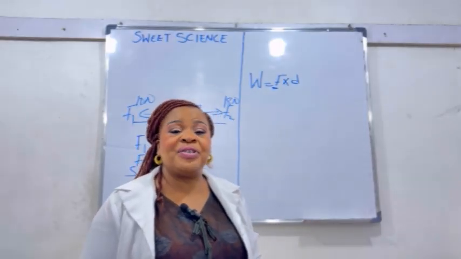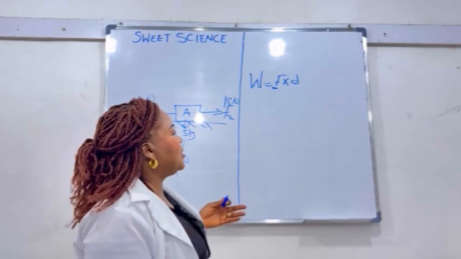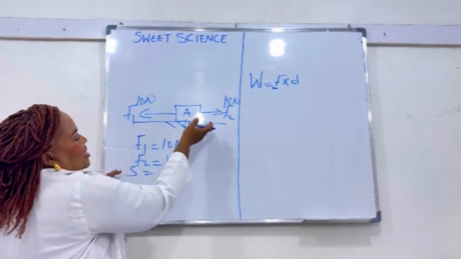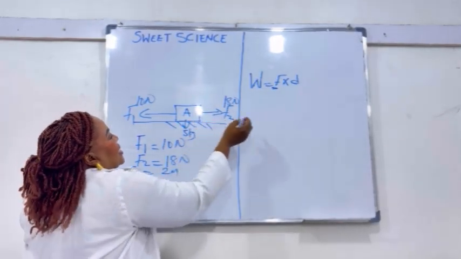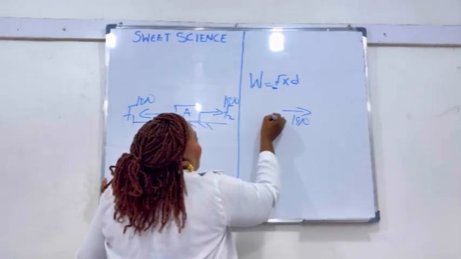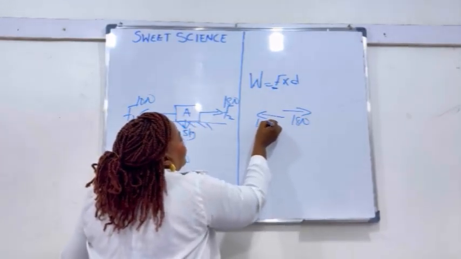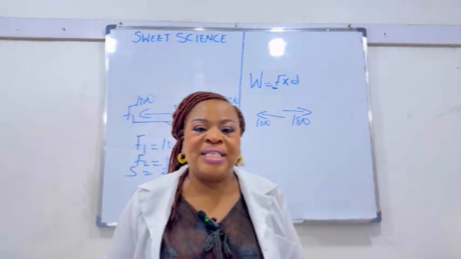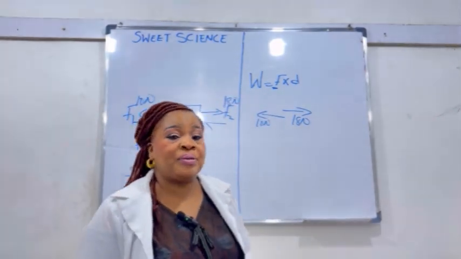Remember, in resolution of vectors, when the forces are in opposite direction, as in this case, the two forces are in opposite direction. This is 18 Newton force and this is 10 Newton force. When the forces are in opposite direction, what do we do? We subtract.